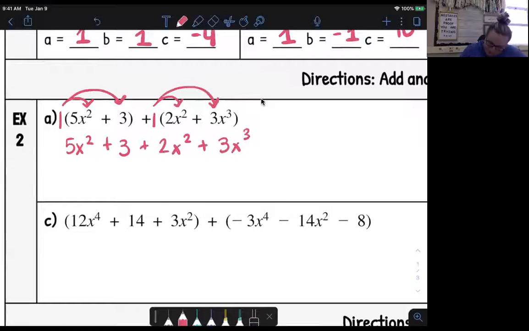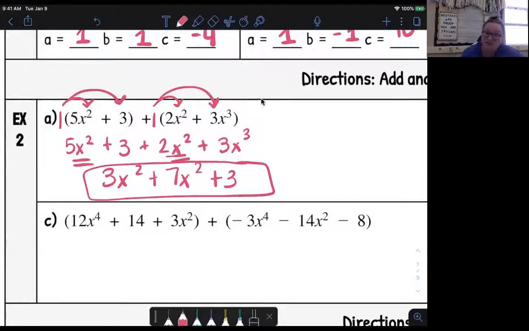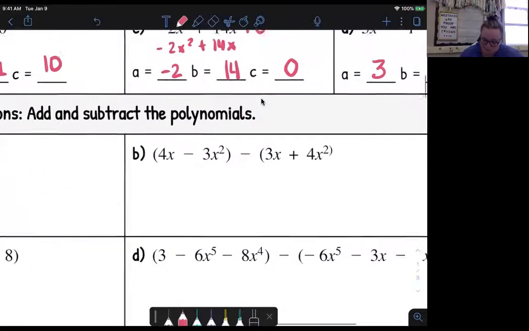Then my final answer would be 3x cubed plus 7x squared plus 3. I'm going to combine my like terms. Now let's talk about subtracting two polynomials.